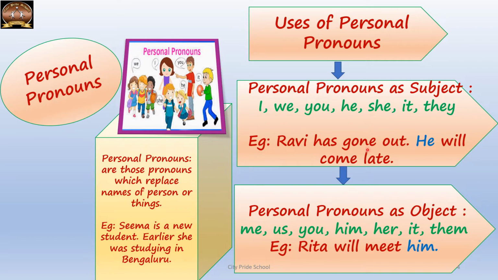Just like in this example, Ravi has gone out. He will come late. Now he is beginning the sentence, so it is called a subject. It is acting as a subject here. Personal pronouns as object, as I told you earlier, come at the end of the sentence, just like in this sentence. Rita will meet him. So him is coming at the end of the sentence. And the second point of difference I told you, subject is the doer of the action. He will come late. So who will come late? He will come late. So it's a subject. Then object is the receiver of the action. Rita will meet him. Rita will meet whom? Him. So him is the object here.